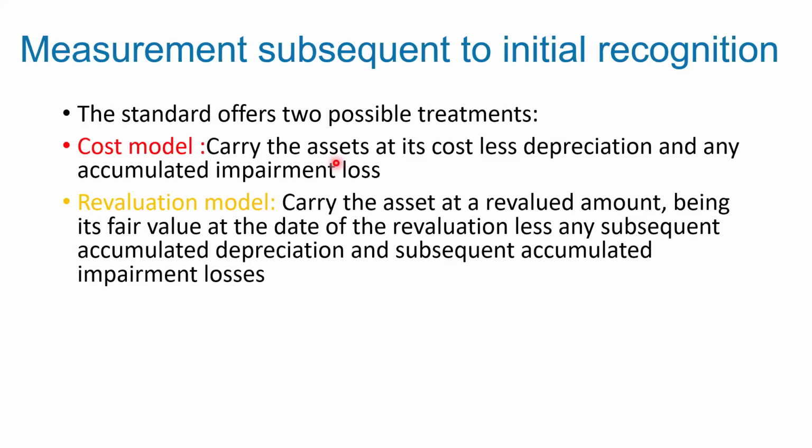But in subsequent years, how do you value the item of PPE? Either the cost model or evaluation model. If you are using the cost model, carry it at what? Cost less accumulated depreciation and any accumulated impairment loss. But if you are using the revaluation model, then at the end of every year, revalue the item of PPE to get the fair value and use that one. Is it clear?